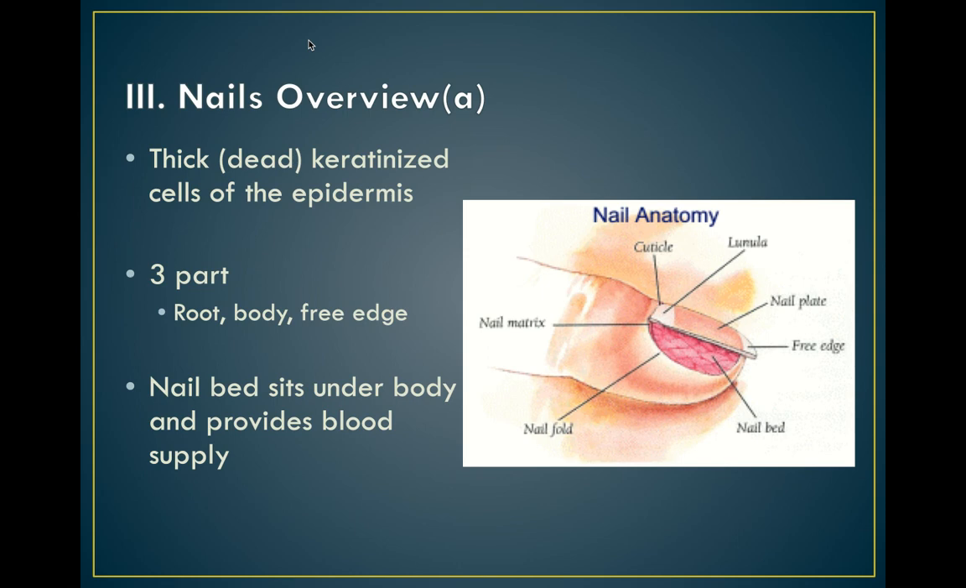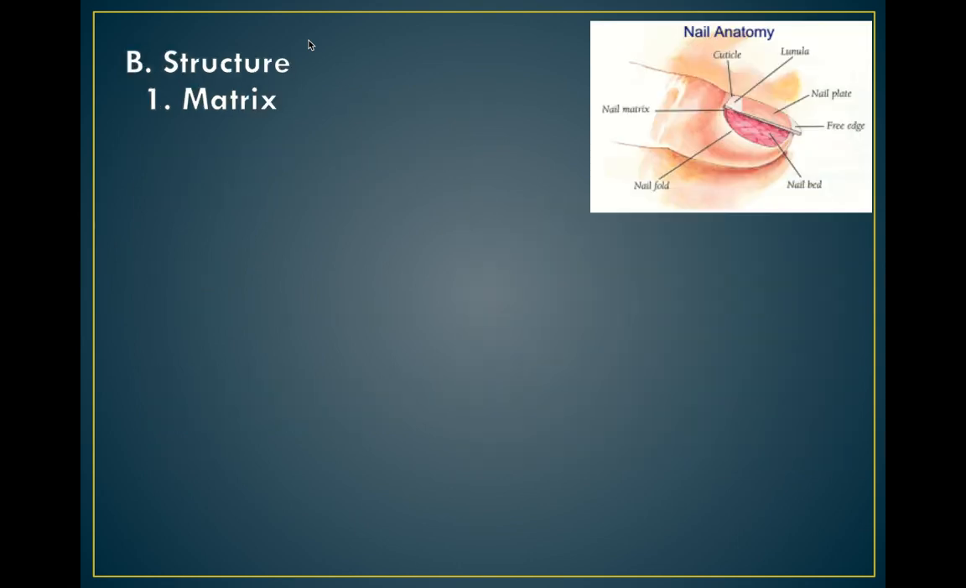Okay. So, all right. We know that there's a root, there's a body, and there's a free edge. The root is embedded back in your skin. The body is what you see, and ladies or fellas, what you would paint if you put nail polish on. The free edge is anything that hangs over, that is sort of like your nail tip.